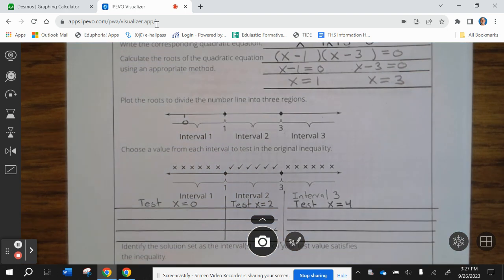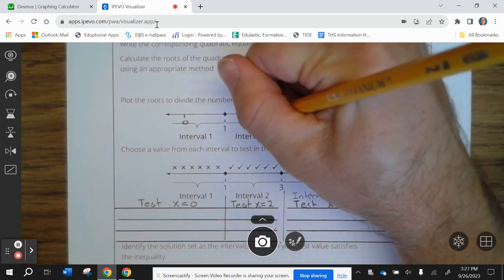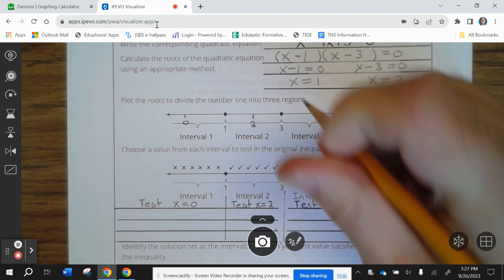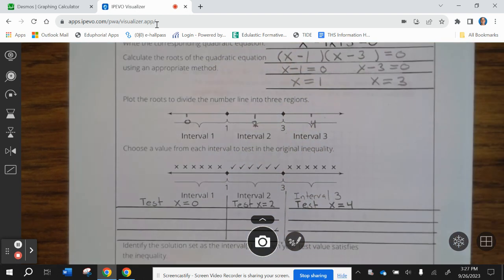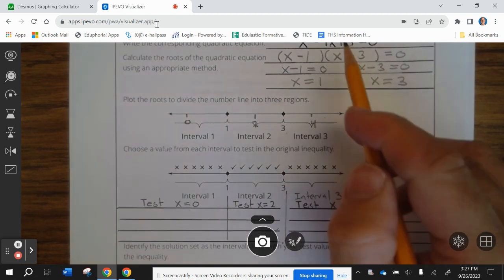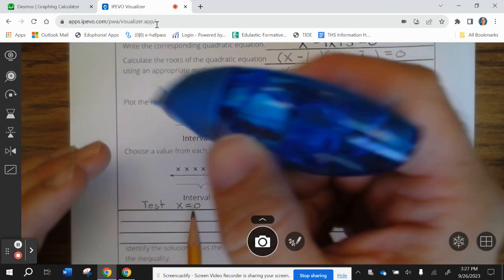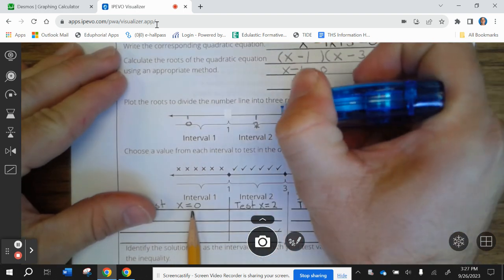I'm going to use 2, which is in this region. And then I'm going to use 4, which is in this region. Okay. Now, this graph, though, is wrong. There's a line underneath. So this should be an open circle here and here.